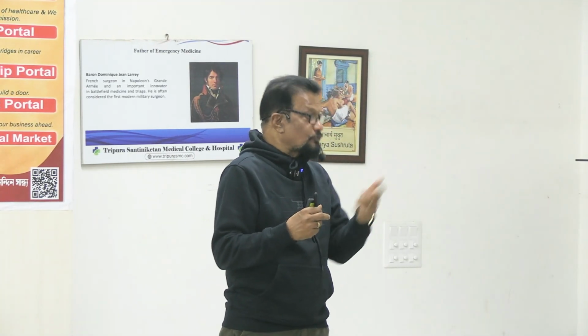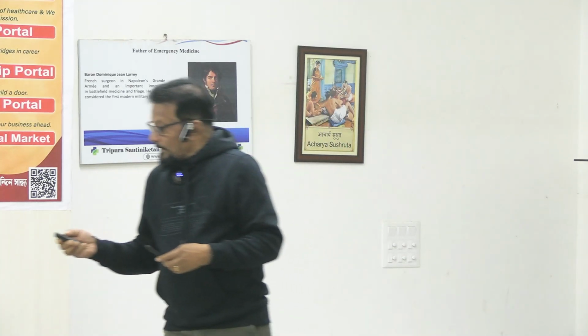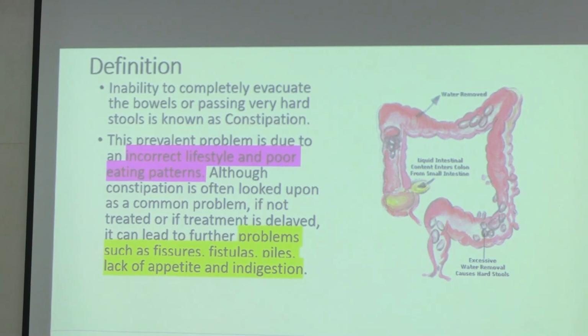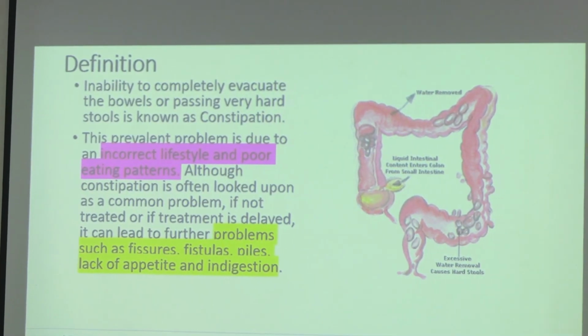Now this solid stool, number one, there is no movement. Secondly, the stool is very solid, so it will be very difficult to evacuate. So this is constipation. Number one, there is lack of movement. Second, maximum absorption of water, and because of absorption of water, the stool will be very solid. Inability to completely evacuate the bowels or passing very hard stool is known as constipation. This is constipation, we know that.